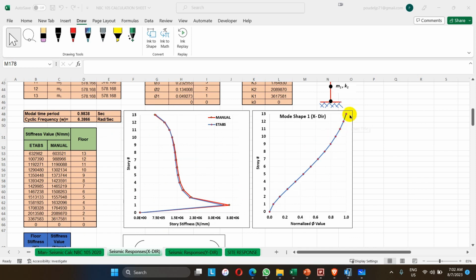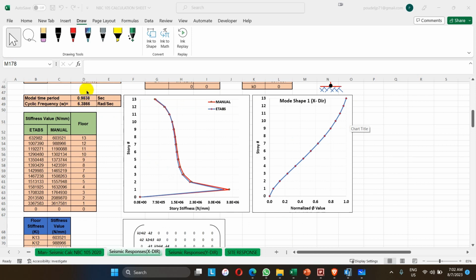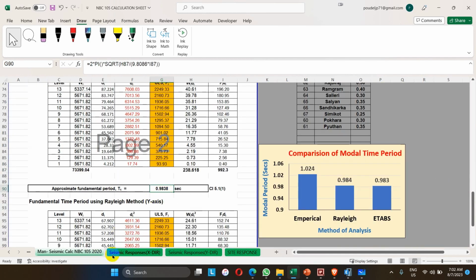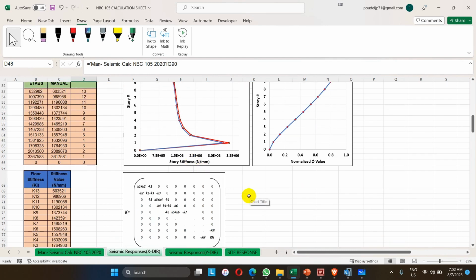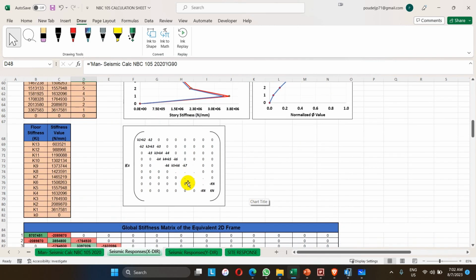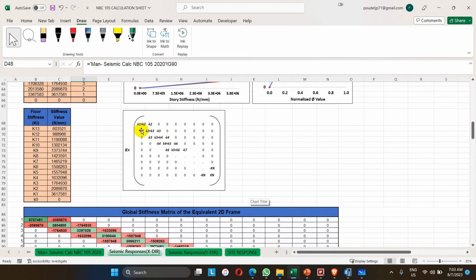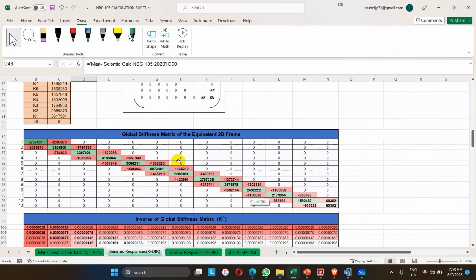This is the mode shape of the structure in the X direction for mode 1 with the normalized value. For mode 1, the time period of the structure is 0.983 seconds, and based on this time period, the story stiffness has been evaluated. It is important to convert this story stiffness into the global stiffness matrix. We have learned in structural dynamics how to calculate the global stiffness matrix of the structure. So for our 13-story structure, the global stiffness matrix shall be made with this formula as given here. So this is the global story stiffness.